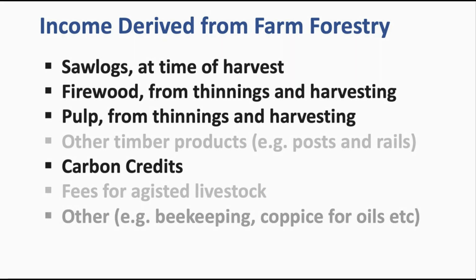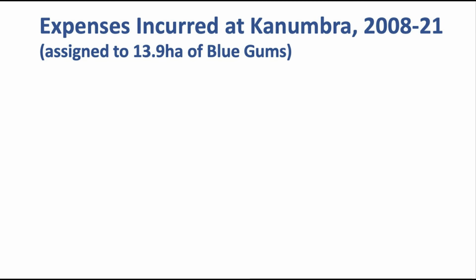We'll concentrate on just 4 of those particular types of income: the saw logs, firewood or pulp, and the carbon credits, as we've done in the previous analysis. We've kept a running tally of all the expenses we've incurred at Penumbra, in the period from 2008 to 2021, and this is just for the 13.9 hectares of blue gums. We've proportioned some of the costs across the different types of species to make this analysis realistic.